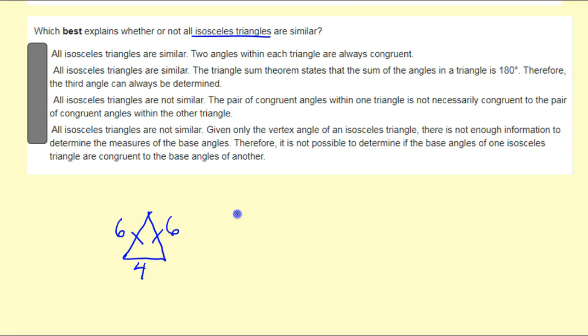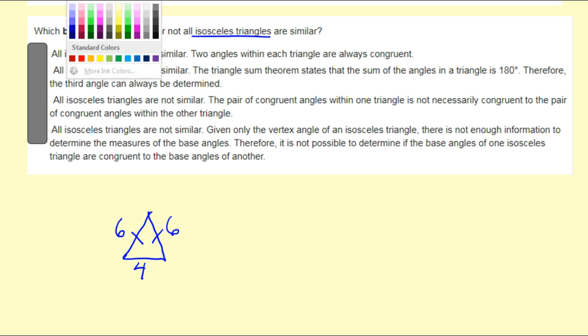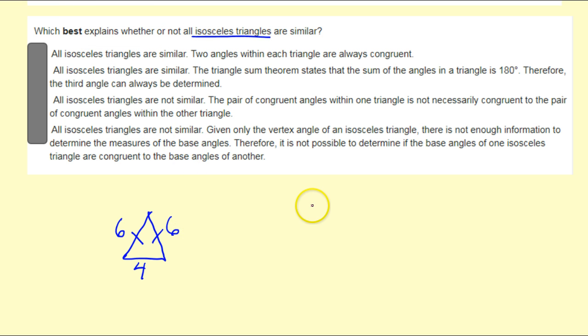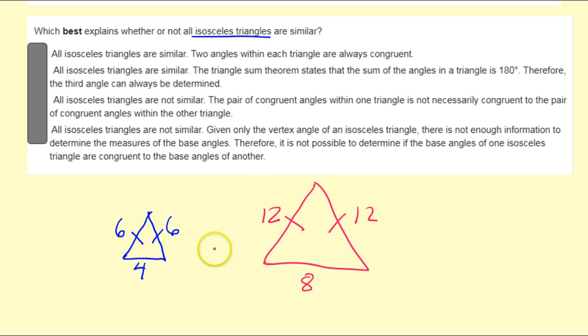Okay, now when you have similar triangles, the sides do not have to be congruent, but all of the angles have to be congruent between the similar triangles. So let's say I had another similar triangle that was like this. And so this will be isosceles. I'm just going to double everything. So let's say this is going to be 12 and 12 and 8. These would be similar triangles.